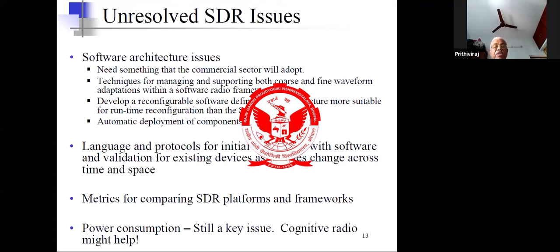Next point is regarding languages and protocols for initiating interface with software, and validation by existing devices as policies change across time and space, and metrics for comparing SDR platforms and frameworks. Power consumption is still a very key issue, and this is where we think cognitive radio might help in a big way. Next slide.